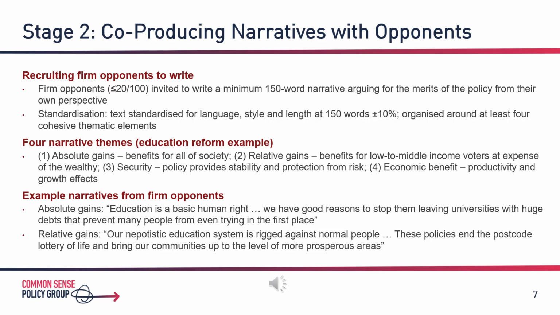Note that these are not the frames that a policy communications expert would necessarily generate. They are the frames that opponents of the policy, people who began with a score of 20 or below on the support scale, generated when asked to make the case for it. This is the key empirical claim of adversarial co-production: that opponents know what would persuade them, and their articulation of that is more valuable than any externally designed communication strategy.